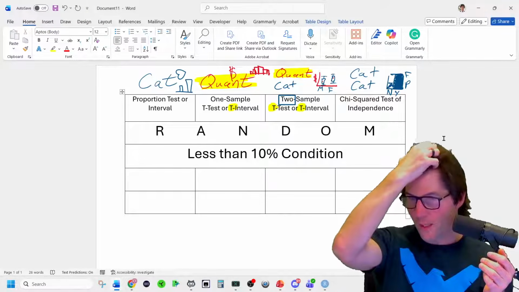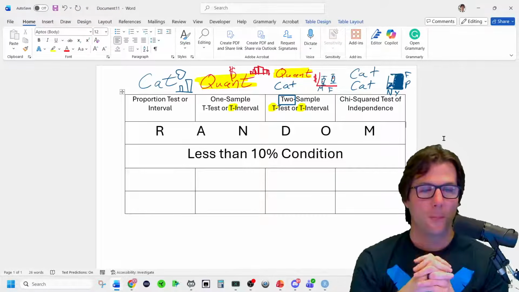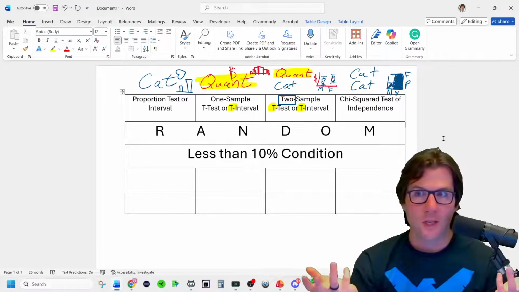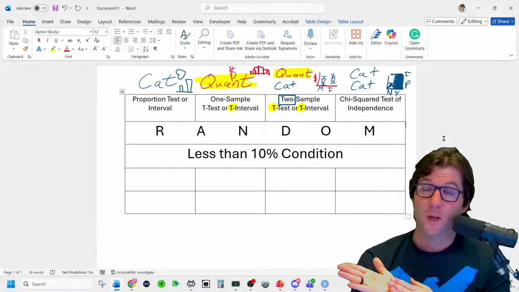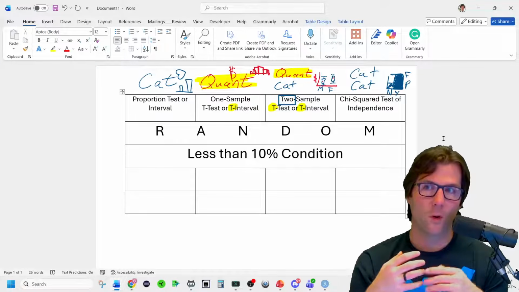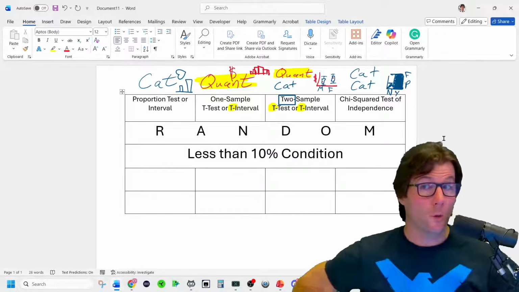You didn't just walk to Arby's and be like, hey, who here loves Arby's? You're like, let me talk to random students across UT. And the less than 10% of the population says that you take less than 10%. Like if there's 30,000 students at UT, or 35,000 now, you take less than 3,500. The reason the less than 10% exists is because of oversampling bias, where you don't properly do the statistics. There are corrections for these.